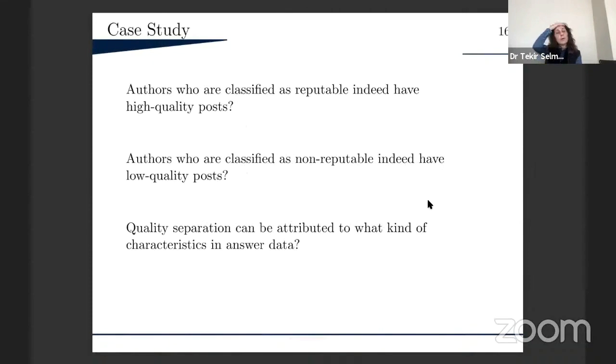We also performed a case study. Why did we perform such a case study? Because the classification model is our proposal, and we generated the ground truth labels, so we have to have an idea whether this classification solution works or not. These are the research questions of the case study. Do authors who are classified as reputable indeed have high quality posts? Do non-reputable ones indeed have low quality posts? And can we separate quality with respect to what characteristics?